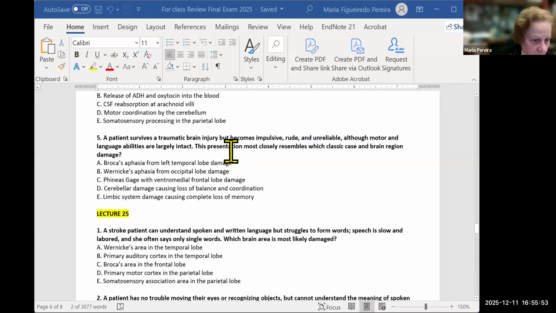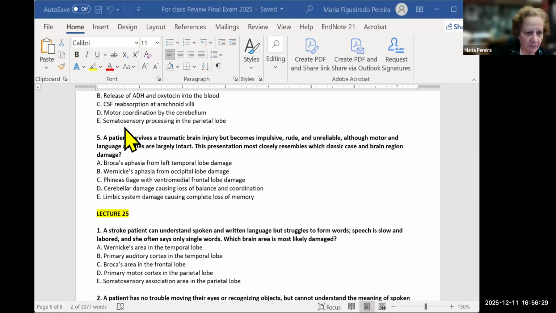A patient survives a traumatic brain injury. Professor, what does it say? Can you also post these questions? Okay, the questions are posted, and today I will review the answers. There will be two files, one just with the questions with no answers, and then another file with the answers. It's on Brightspace. Yes.